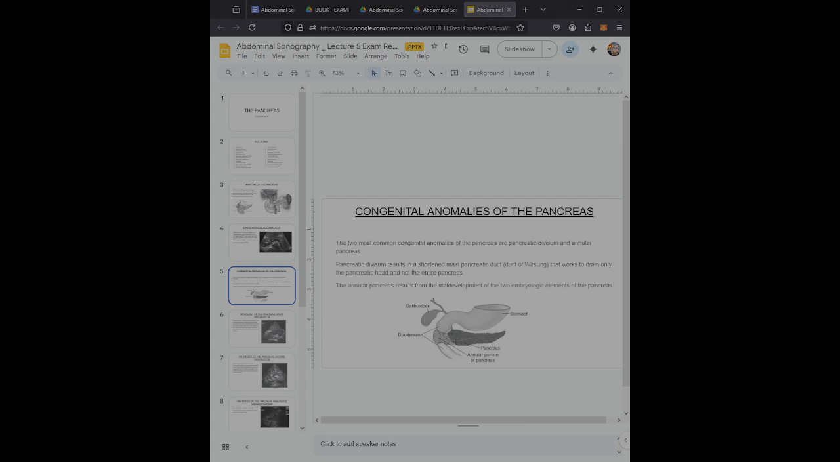And this abnormal duct arrangement causes a functional obstruction, and there is a lack of proper drainage, increasing the risk for pancreatic inflammation. Individuals might be asymptomatic, and the annular process would result from maldevelopment of two embryonic elements, right? The most ventral part of the pancreas, which encases the duodenum and may lead to duodenal obstruction.